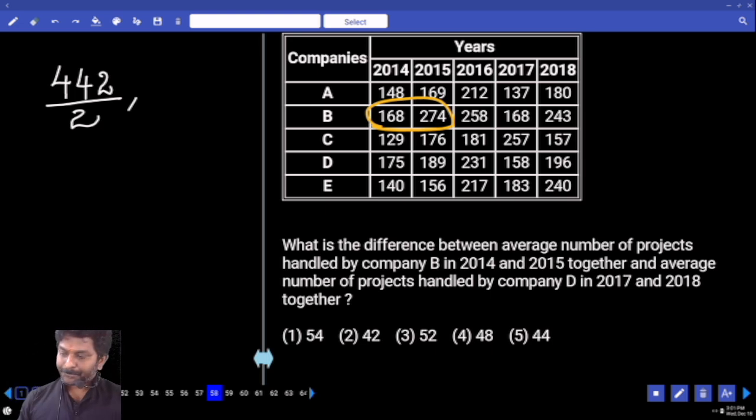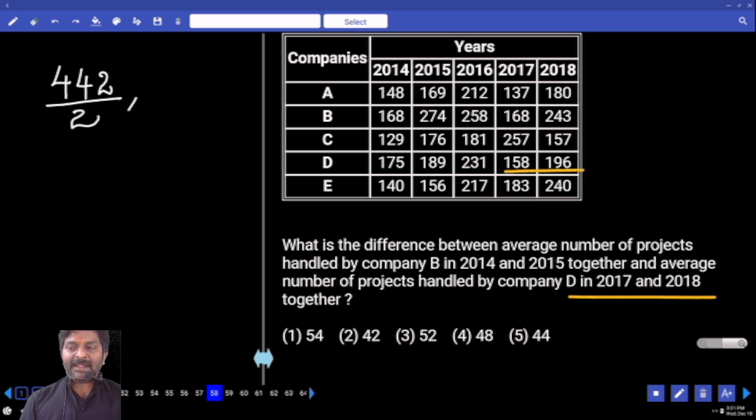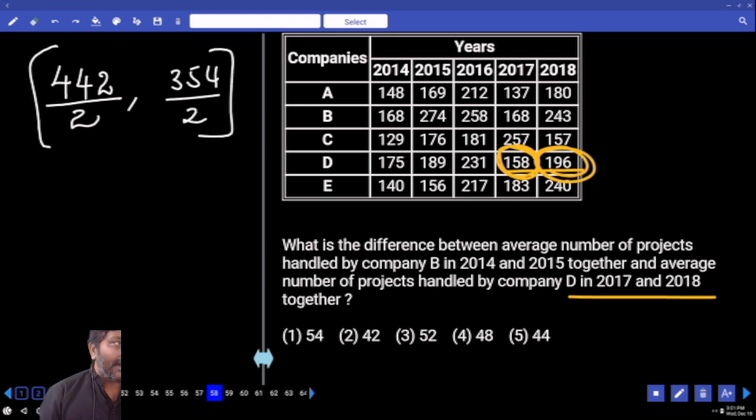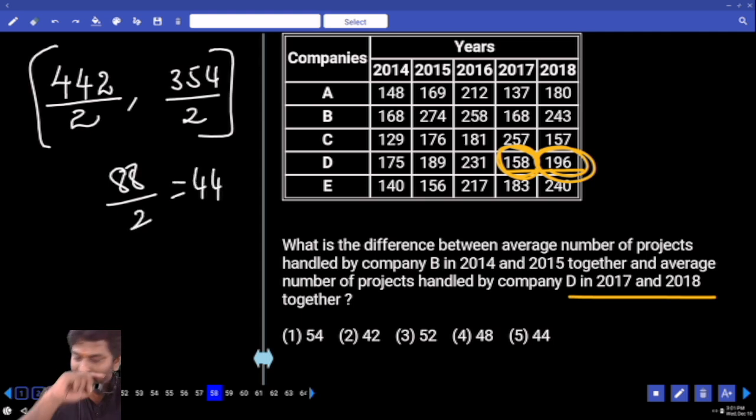Okay now, D in 2017 and 18. To make the other number a round figure we need 4, right? Take 4 from 158, so you'll have 154 plus 200, 354, average by 2. Correct? This number is how much more than 400? This is how much less than 400? 46, 42, 46. 80 is the difference, by 2. Answer 44.